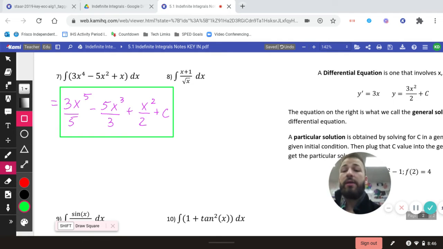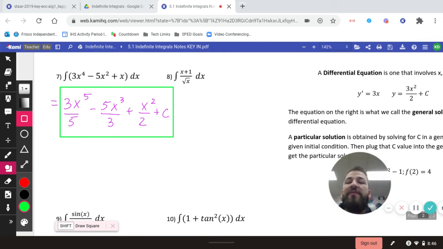So notice everything. Subtraction, addition stayed the same. Constants being multiplied, 3, 5, and 1 stayed the same. All I did is I looked at the x's. So x to the fourth became x to the fifth over 5. X squared became x cubed over 3. And x became x squared over 2. So notice while with our power rule with derivatives, we get those numbers being multiplied in front. With integrals, we get those numbers being divided on the bottom. So opposite inverse relationships create opposite inverse functions.